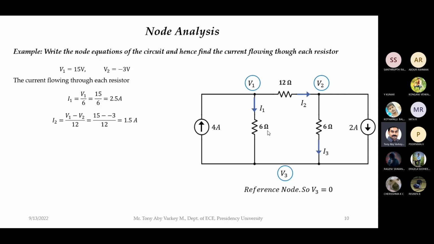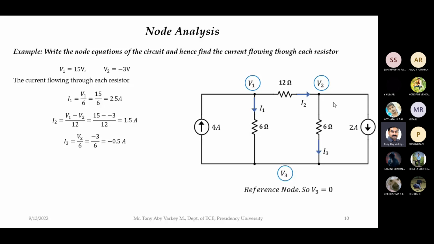Correct. What is I3? Minus 1 by 2. Minus 0.5. Minus 1.5. If you are getting a negative value, it means that the current is flowing in the other direction. Understood? Whatever direction you have taken here is not the correct current direction. It will be up. That is all. You understood? If you are getting a negative answer, it is not wrong. It just means that the direction of current is reversed.